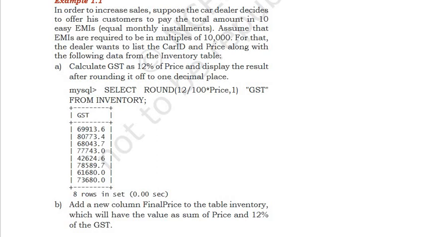So look at the query: select round 12 by 100 multiplied by price comma, after the decimal point only one digit, so comma 1.